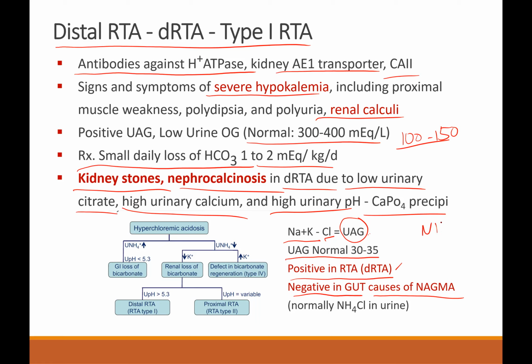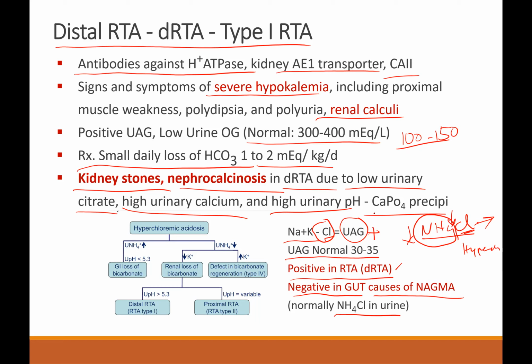Normally, ammonia is excreted as ammonium chloride. Since we don't have much ammonia there, the chloride also is lower, because the chloride is retained in the body. Hyperchloremia is there because there is no companion anion, ammonium chloride. So normally it is ammonium chloride. Ammonia is absent, so chloride is also absent. When the chloride decreases, the minus part decreases. When the minus part decreases, the result becomes higher or positive. You understand why urine anion gap is positive?